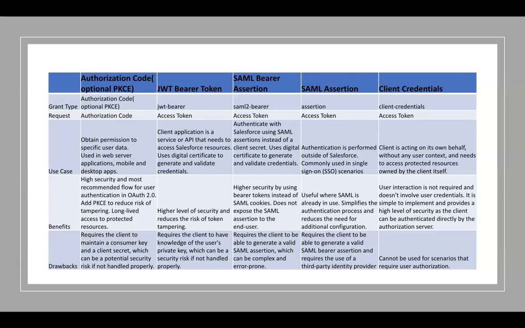uploaded your digital certificate, which is the public key. Your client has the private key. You're creating that token with the private key, and then it's being decrypted by Salesforce with the public key. The client application is usually a service or an API that needs access to Salesforce resources. So this is really server-to-server integration. And again, it uses a digital certificate. So if your security team comes to you and says, I'm requiring you to use a digital certificate to improve our security, one of your options is the JWT bearer token flow.